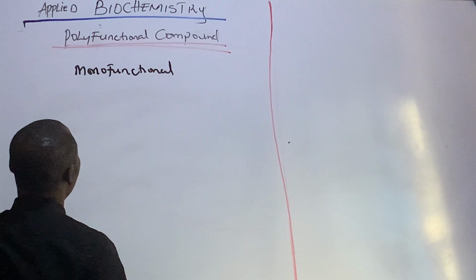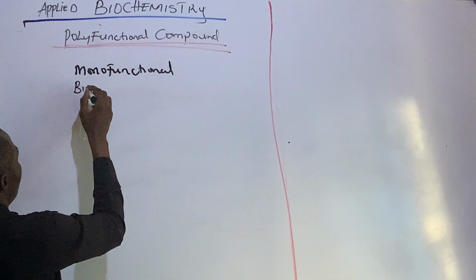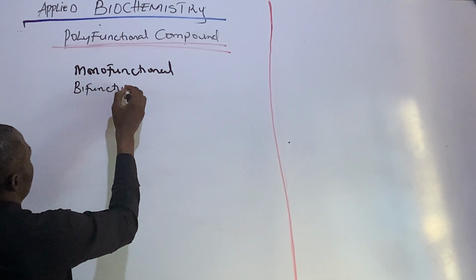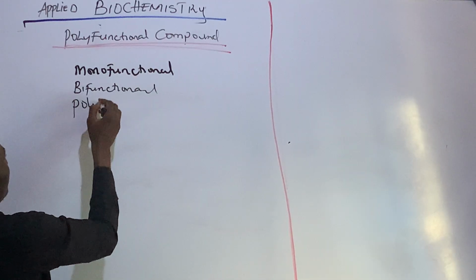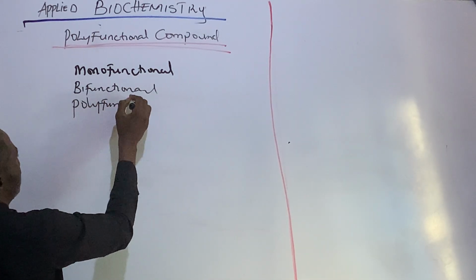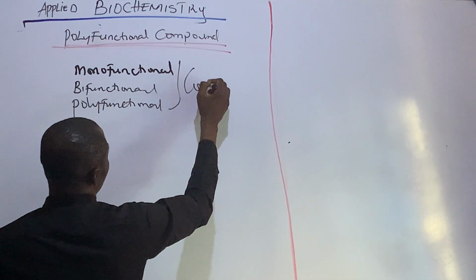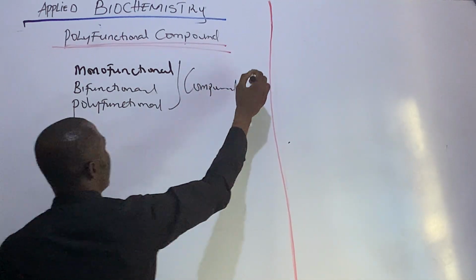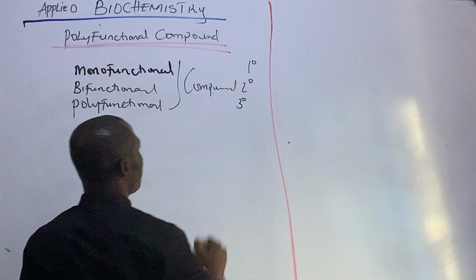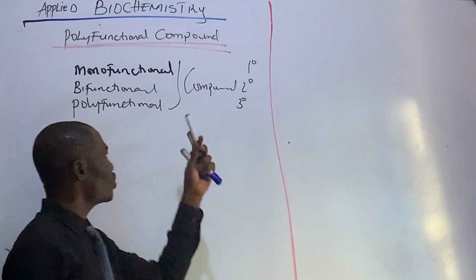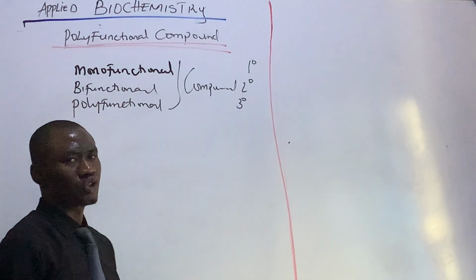Then we also have bifunctional compound or difunctional compound. Then we now have polyfunctional compound. So let's call this 1, let's call this 2, let's call this 3. So this is monofunctional compound, bifunctional compound, and polyfunctional compound.